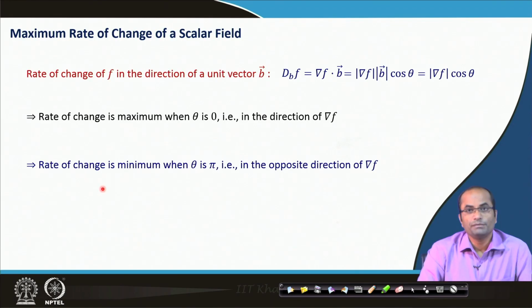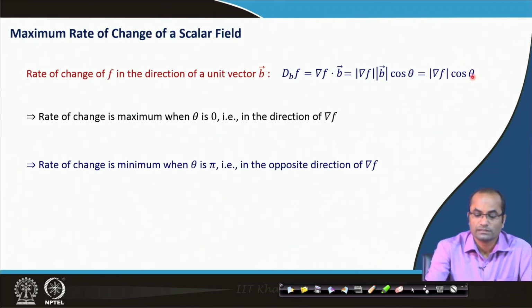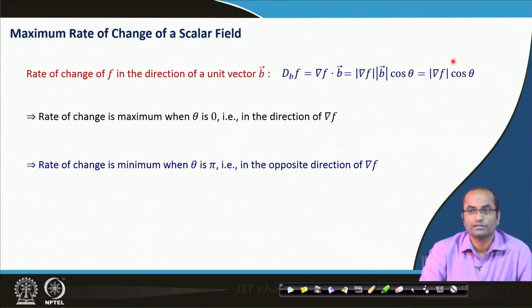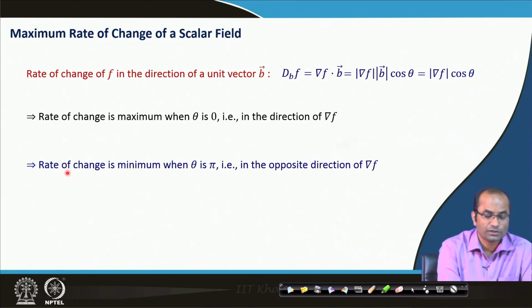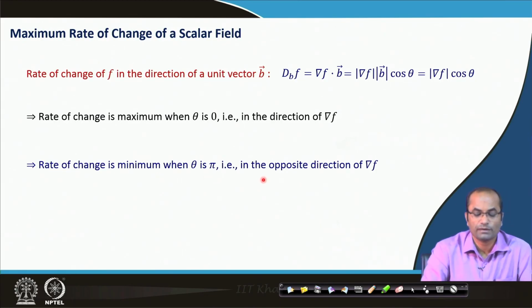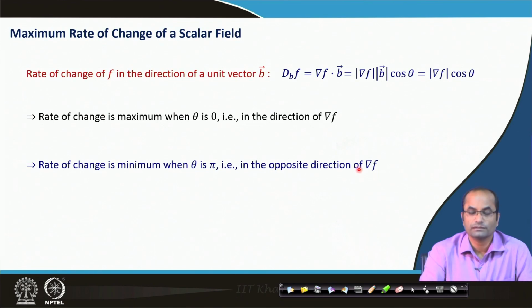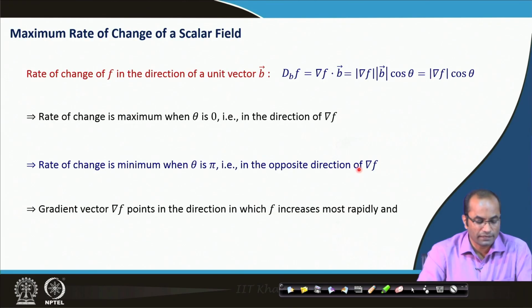The rate of change is minimum. So, when this is going to be minus 1, for instance, the theta, when theta is pi, that means in the opposite direction of del f. So, the rate of change is minimum when theta is pi, and this is the direction that is opposite to del f. So, we got two directions. In one direction the rate of change is maximum, that is the direction of the gradient f, and there is another direction where the rate of change is minimum, which is just opposite to the del f.